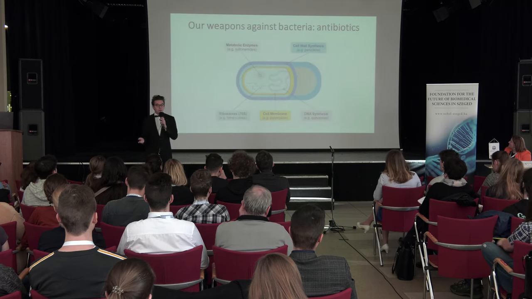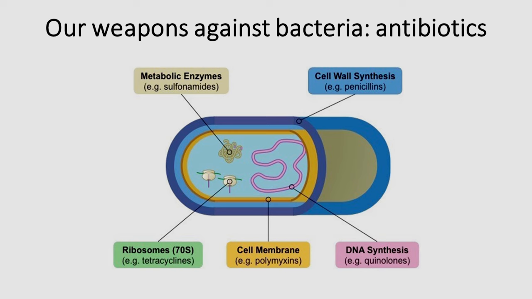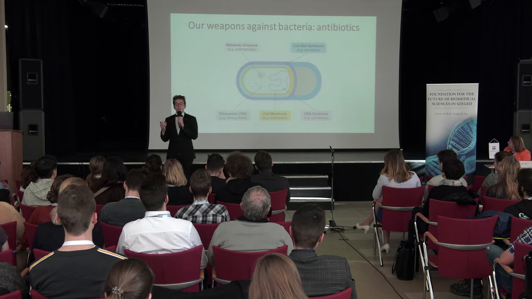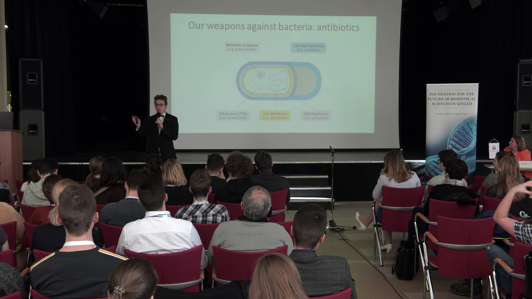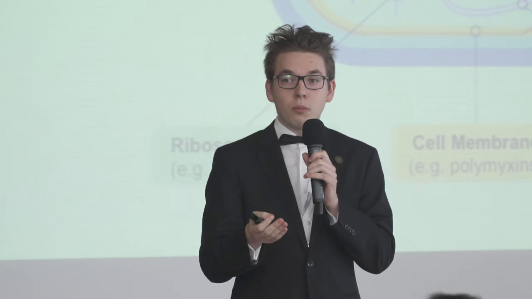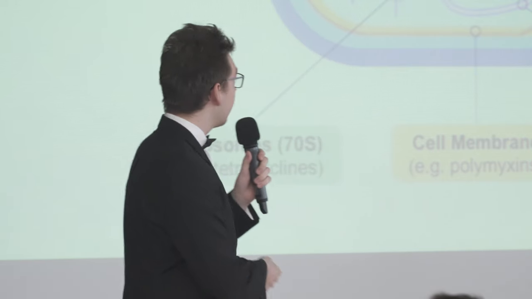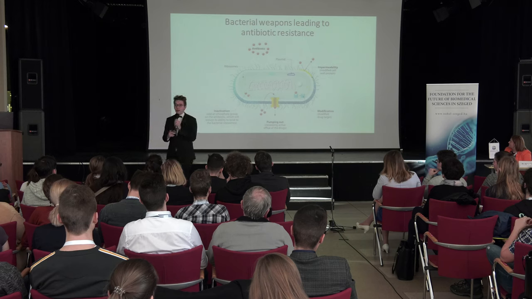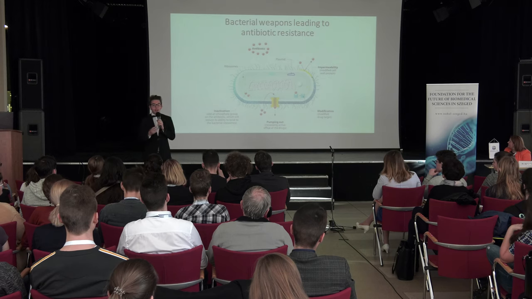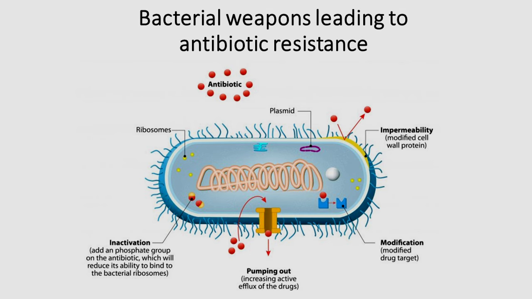So how do antibiotics work? How can our weapons kill bacteria? They inhibit vital functions of bacteria, like metabolic enzymes, cell wall synthesis or DNA synthesis. By interacting with these pathways, they can control bacteria, they can kill them or inhibit their growth depending on the type of antibiotic. But bacteria are really, really clever creatures. They want to survive, and they developed weapons to kill our ones. So they developed antibiotic resistance.